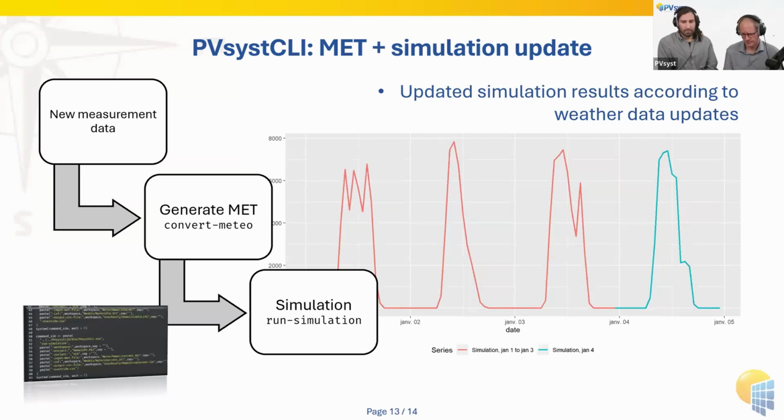So PVsystCLI can do this in 2 steps. The first step would be to import the new weather data and convert it to the PVsyst format. And the second step then is to run the simulation with this updated weather file. This is a slightly more complex example than what I've shown you before. To exemplify this, PVsyst ships with several examples where we have scripts that you can look into that give you different use cases, and this is one of them. I will quickly show you how you can do that in PVsyst so that you can start exploring and changing these examples by yourself.